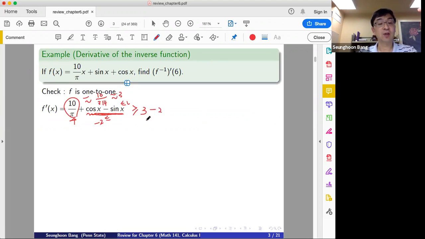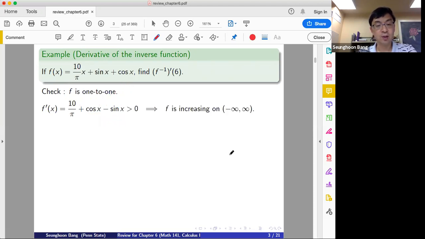So this value is greater than the minimum value, 3 minus 2, like 1. What does it mean? Greater than 0. So we have this result: function f is always increasing, automatically 1-to-1. The increasing function is always 1-to-1.